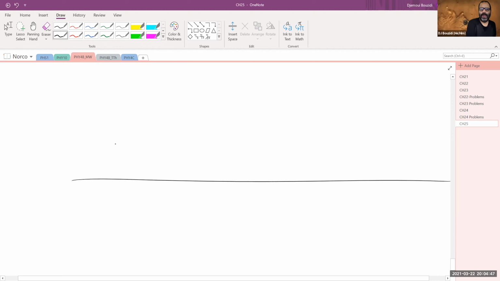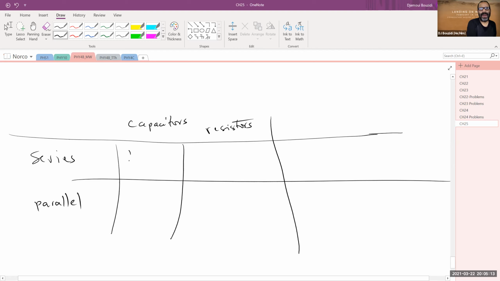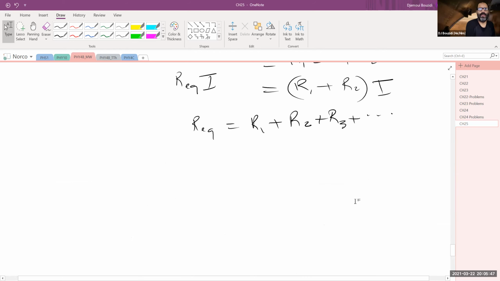So here is a comparison. We have series, we have parallel. We have in here capacitors, and we have in here resistors. In here, in series, the equivalent capacitance was in such a way that it is 1 over C1 plus 1 over C2 plus so on and so forth, okay? For the resistors now, we found that the resistance equivalent is simply the sum of the resistance. In parallel in here, the C equivalent was the sum of C1 plus C2 plus so on and so forth. In here, we need to find the R equivalent, okay? So let's do now the resistors when they are actually in parallel.